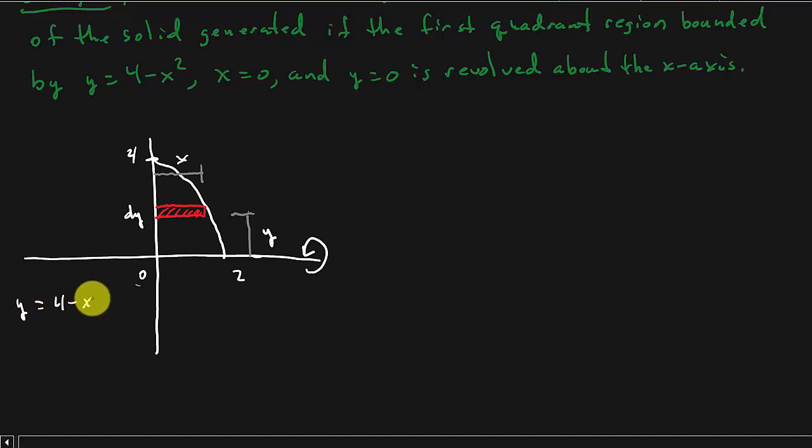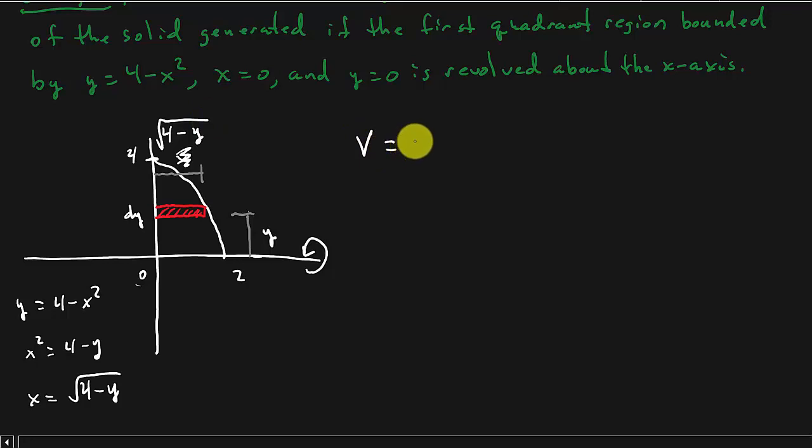Y equals 4 minus x squared. X squared equals 4 minus y. X equals, and we'll use the positive. We're using the positive one. So this, scratch that out. That's the square root of 4 minus y. All right.